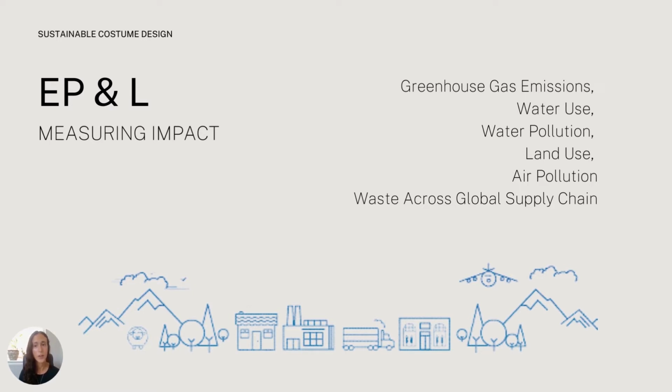So what does the EP&L do and how does it work? The EP&L, the Environmental Profit and Loss tool, is a form of natural capital accounting, and it measures our greenhouse gas emissions, water use, water pollution, land use, air pollution, and waste across our entire global supply chain. And our impacts are translated then into a monetary value, which allows us to understand the hidden costs and benefits we generate from the way we operate. This insight drives innovation and helps us make better, more sustainable decisions in everything that we do.